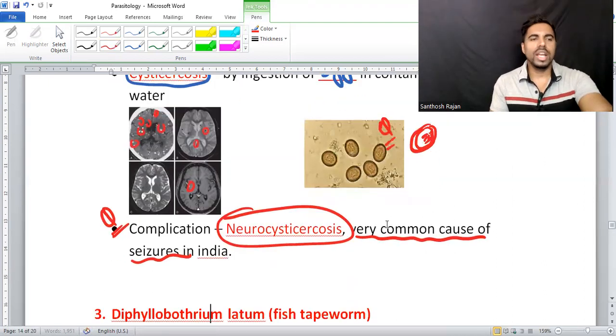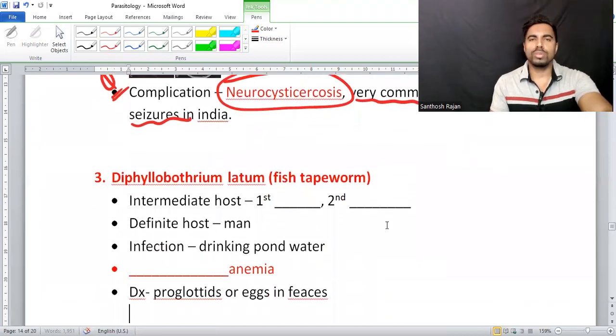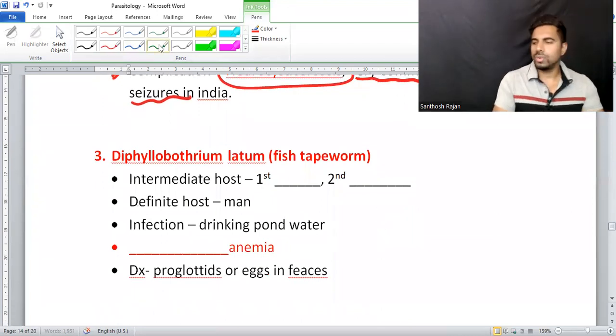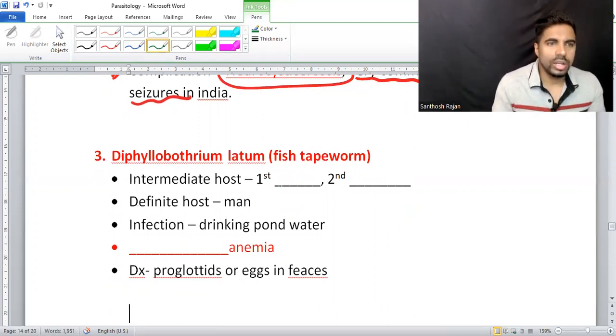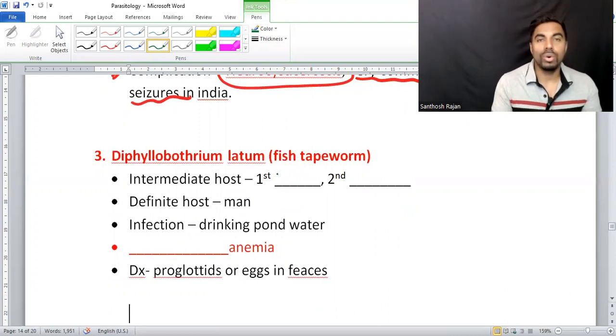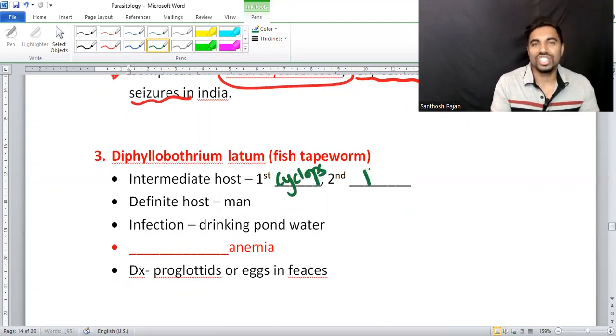Now, diphyllobothrium latum. Diphyllobothrium latum, again, I'm repeating many times because here, diphyllobothrium has just two intermediate hosts. What are the intermediate hosts we have? The first host is cyclops, the second one is fish.